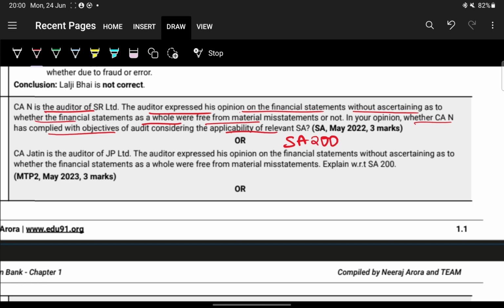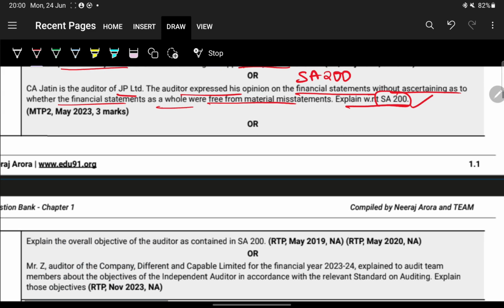Okay, CA Jatin is the auditor of JP Limited. The auditor expressed his opinion on the financial statements without ascertaining whether financial statements as a whole were free from material misstatement. Explain with regard to SA 200. Again, here they've given the SA number also. So it should be fairly simple. Another way this question has come is, explain the overall objective of an auditor as contained in SA 200. Basically, whatever you can remember about SA 200, you'll have to write it over here.